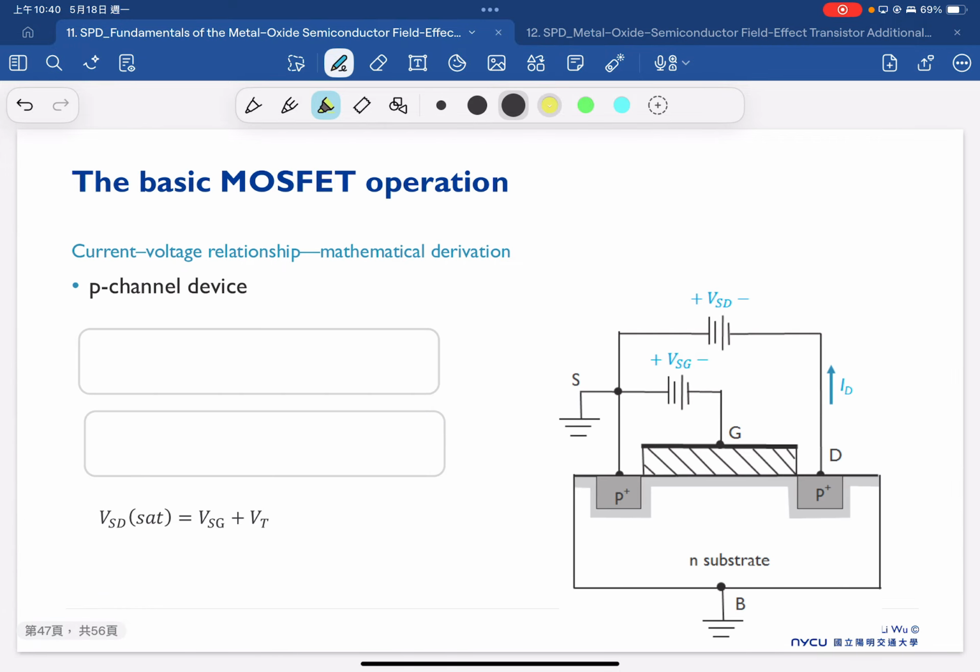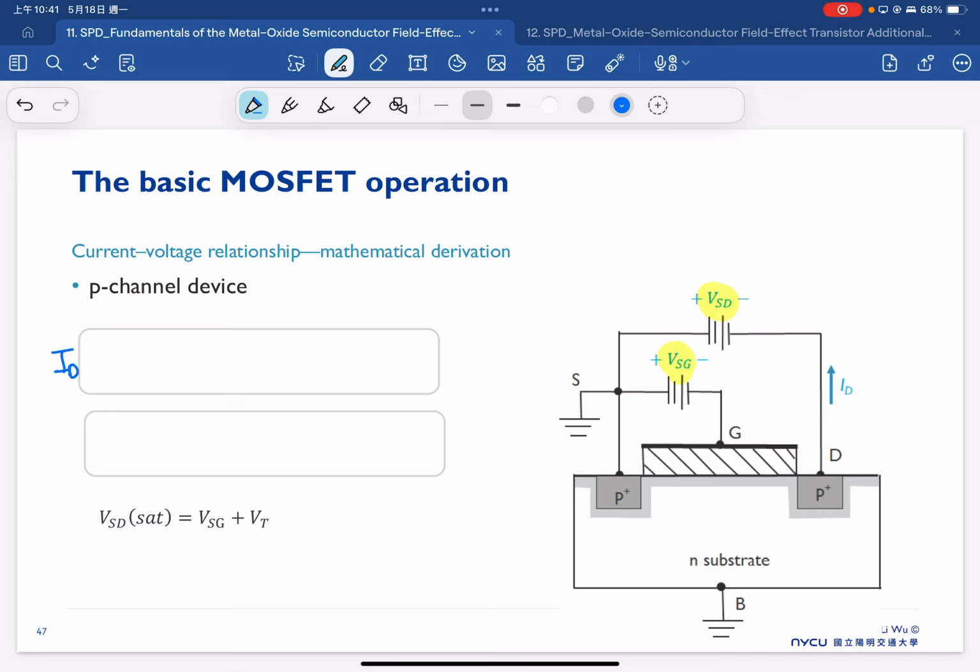So the same ideas can be applied to the P-channel device, and the only difference is now we have a VSD and VSG here. So that's all for the current equations.